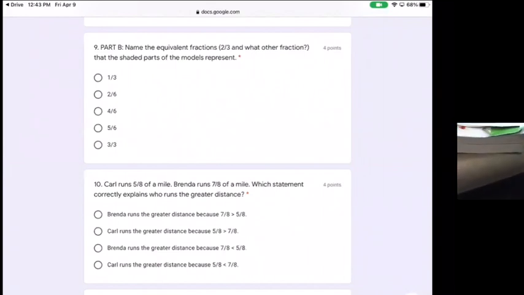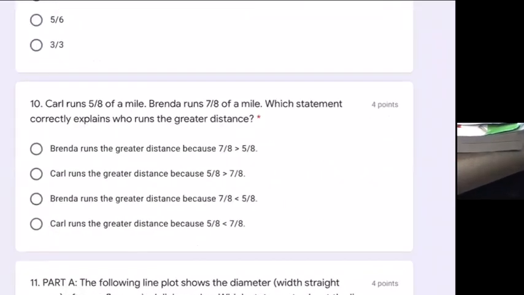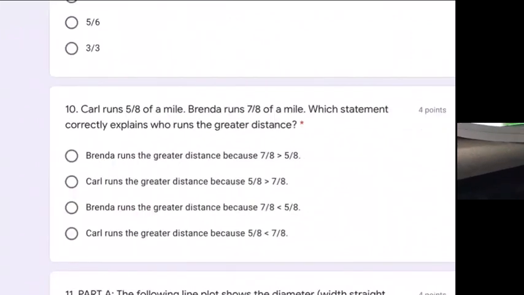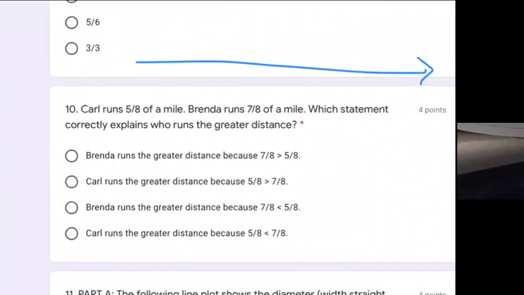Carl runs 5/8 of a mile. Brenda runs 7/8 of a mile. Which statement correctly explains who runs the greater distance? For this one, I recommend you really should have drawn some kind of model. The person who I was looking at, she drew bars, but a number line works too.